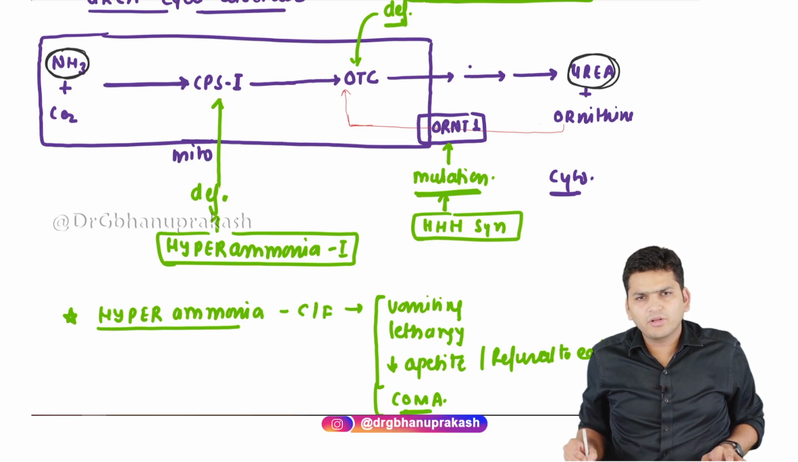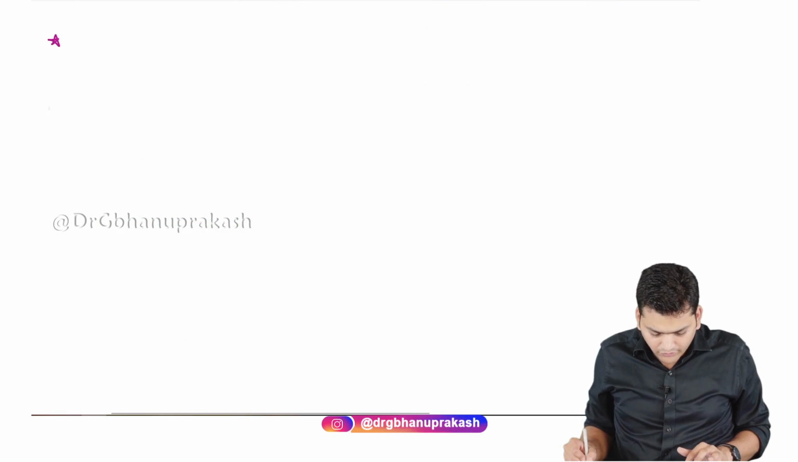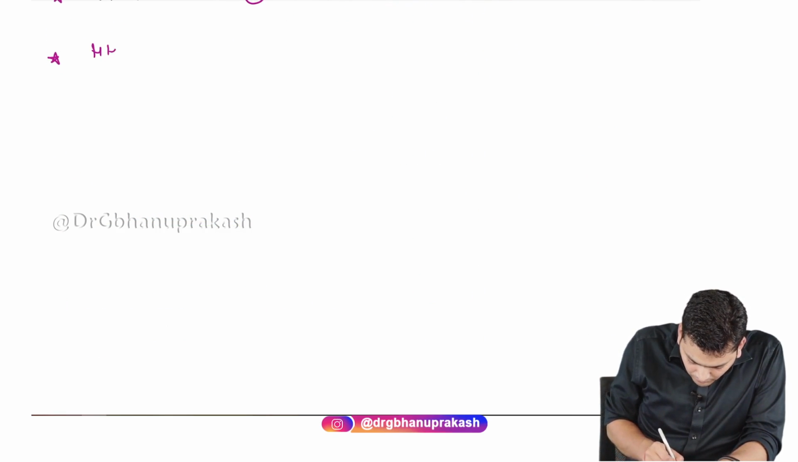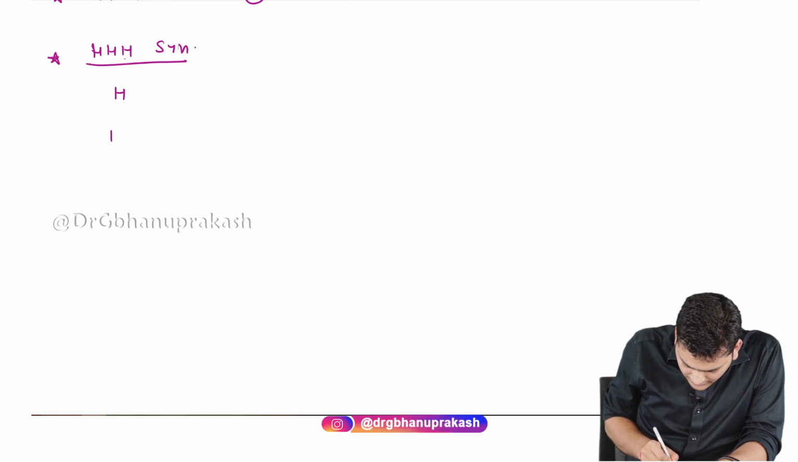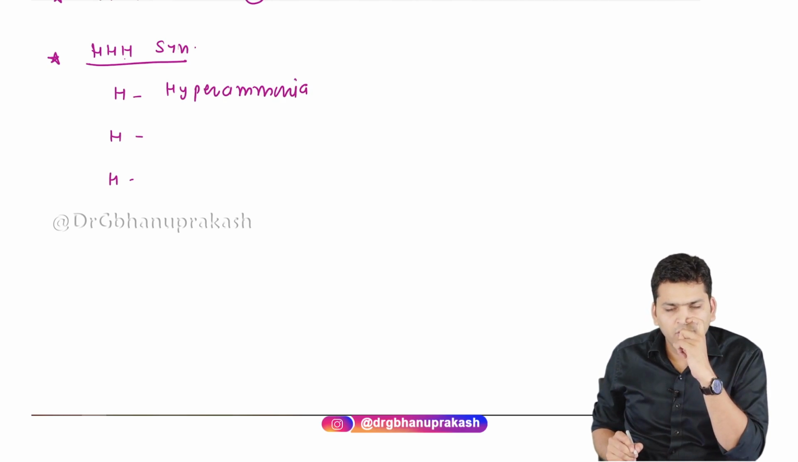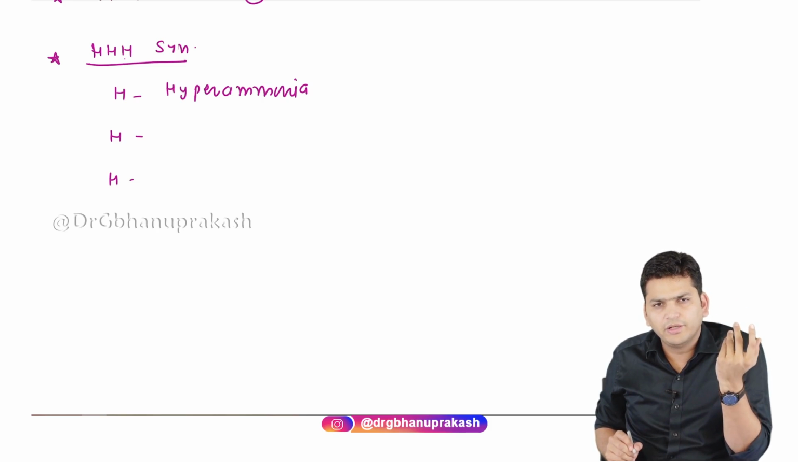So what is the importance of knowing triple H syndrome and how are we going to figure it out in a given MCQ? See, triple H syndrome is an acronym, in the sense that each H will have a meaning. The first H stands for hyperammonia, and that is very obvious, because the urea cycle is not going to run, so ammonia is going to accumulate, and it will lead to hyperammonia.